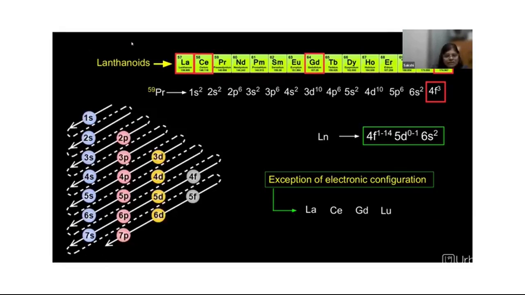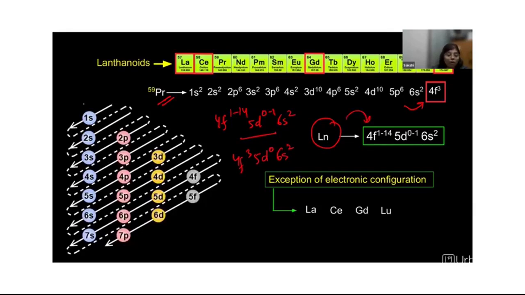In the lanthanoid series, these are lanthanoids. If you write their electronic configuration, you can see the electron is entering into the 4f subshell, right? So the general configuration of lanthanoids is 4f1 to 14, 5d0 to 1, and 6s2. For example, for Pr, atomic number 59, we can write it as 4f3, 5d0, and 6s2. This is the general configuration. To write this configuration, you need to remember Aufbau's principle, that is, how electrons fill in the increasing energy of the subshells.